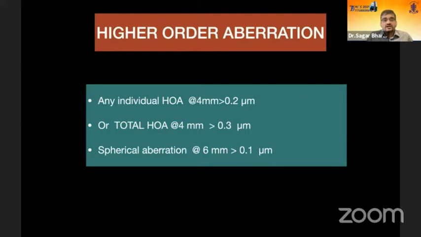This is the cutoff for higher order aberrations. Any higher order aberration, be it coma or trefoil, if it is more than 0.2 at 4 millimeters, you should be careful. And if the total higher order aberration value is more than 0.3, then the patient is not a good candidate for multifocal IOL. And any spherical aberration above 0.1 has to be treated with an aspheric IOL.